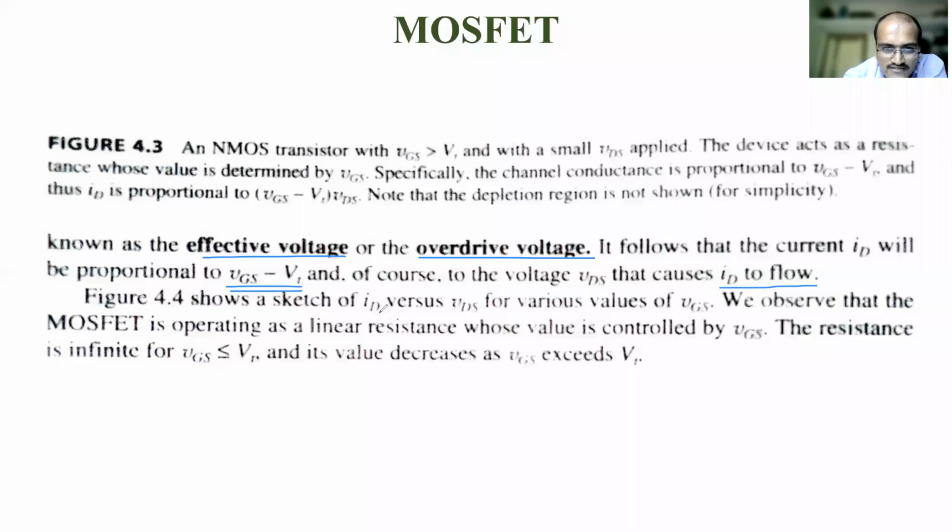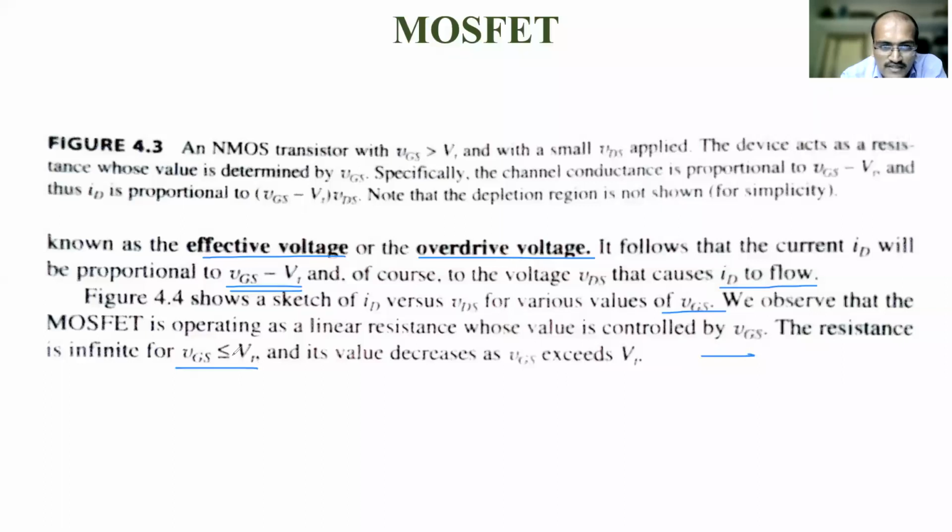Now we'll sketch this. We have the output ID current, and VDS is the input. You can sketch it for various values of VGS. We keep VGS values 0.5, 1, 1.5 as we increase. What will happen to the current? We observe that the MOSFET operates as a linear resistance whose value is controlled by VGS. That's why the resistance is infinite for VGS less than or equal to VT. If you do not apply VGS equivalent to VT, what will happen? High resistance will occur.